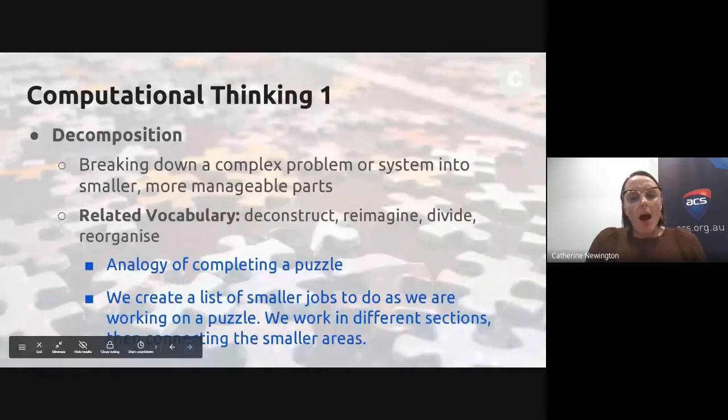When I think of a puzzle, and I've been doing a lot of puzzles while I've been at home, when we want to start completing the puzzle, we almost mentally take a list of different smaller jobs that we need to do when we're working on that puzzle. So we might start in a particular corner that has the same colours. We might be looking for a style or a theme that we're going for as well. So when we're looking at decomposition, we're breaking down the problem into smaller manageable parts.